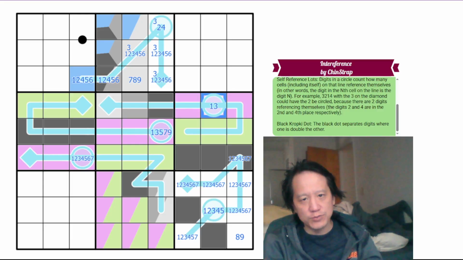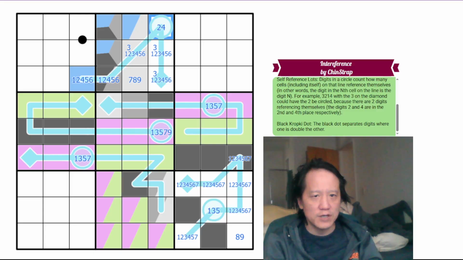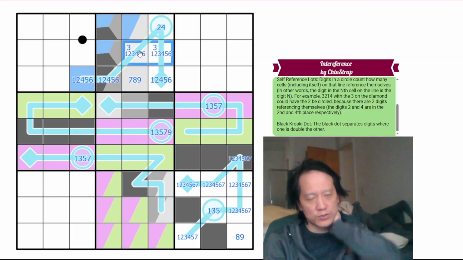This is 1, 3, 5, 7. This has to be 1, 3, or 5 here. This is 1, 3, 5, 7 here also. So this is 2 or 4, which is saying 3 has to be in the 2nd position or the 4th position. So this cannot be 3 here. So one of these 2 is a 3 here.